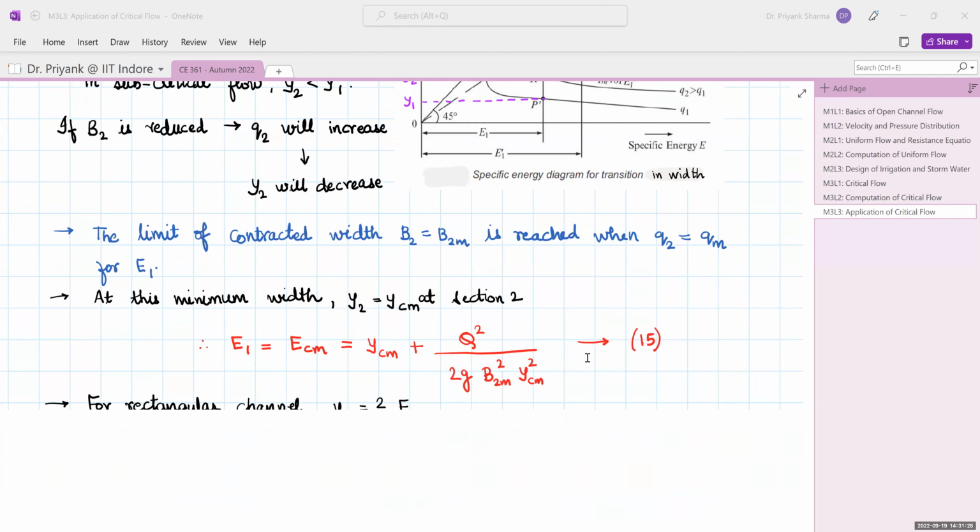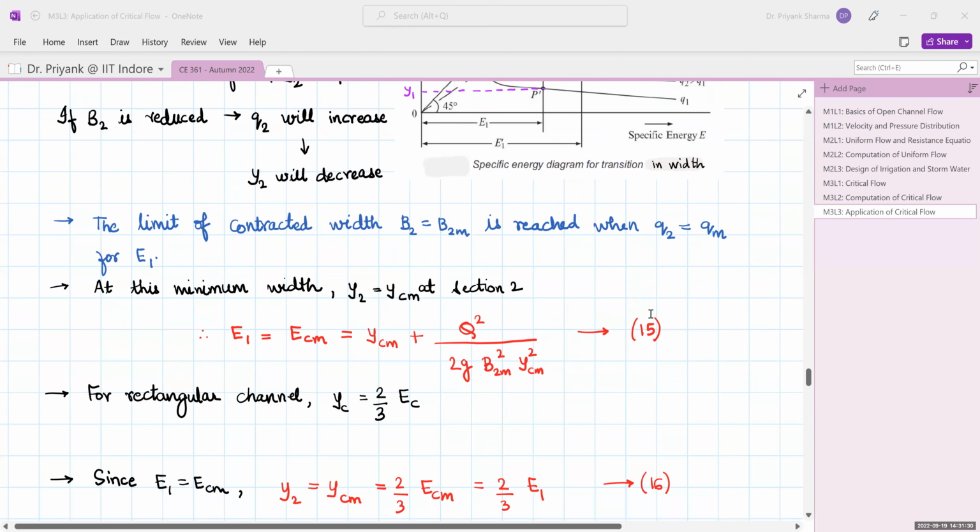Now at this juncture your minimum width is achieved, because you cannot constrict less than B2m, so your Y2 will be equal to YCm. So section 2 will develop critical flow condition, and your specific energy E1, that is equal to ECm, that is for the critical flow, that is YC plus Q square upon 2G B2m square into YCm square, because at section 2 you have critical flow condition.